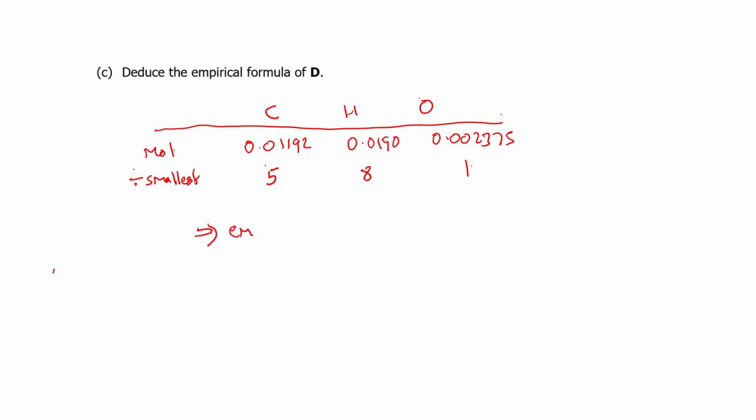So we can say, right, great, the empirical formula is just the expression of those relative numbers of moles, which is C5H8O. So we've got the empirical formula, but remember that's not necessarily the molecular formula. So that's our next mission, is to work out what the actual molecular formula is.